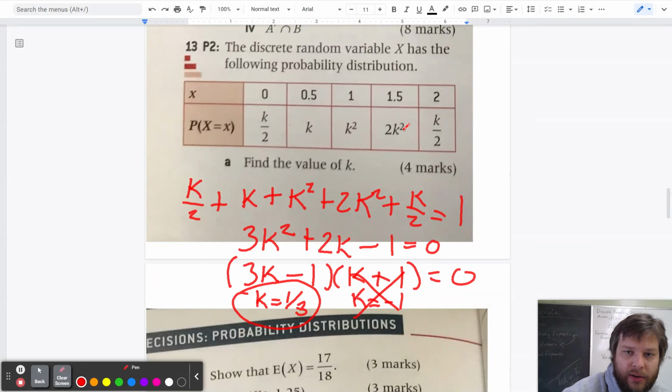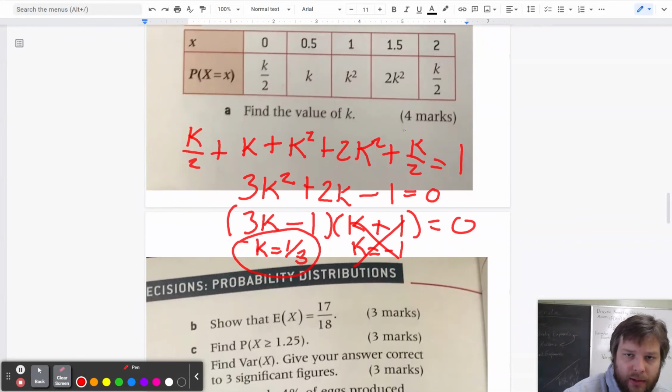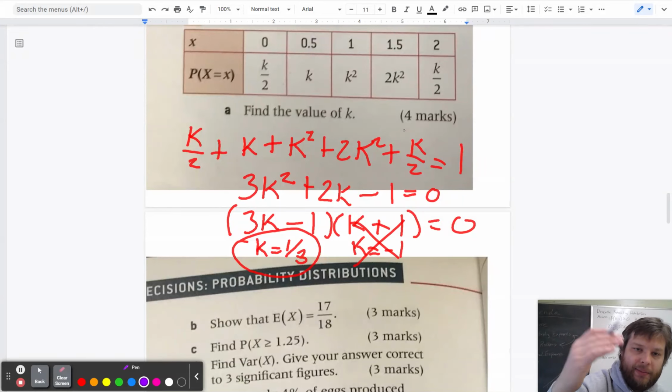The next question down here at the bottom of the screen, I'm going to try to keep the table on the screen as well. The next question says, show that the expected value of x is 17/18. So the expected value you get is by multiplying the x times each of the probabilities. So you can do this in terms of k and then sub 1/3 in at the end, or you can sub 1/3 in at the beginning and then just go from there. I'll just do it in terms of k because I don't want to deal with the fractions until the end.